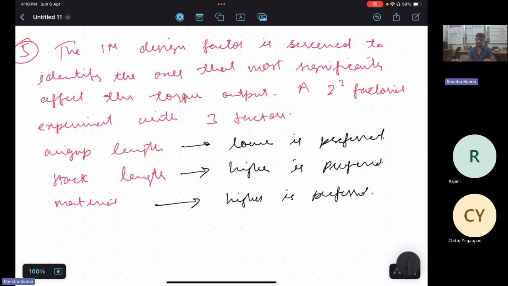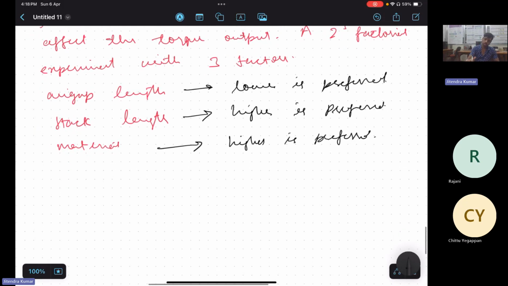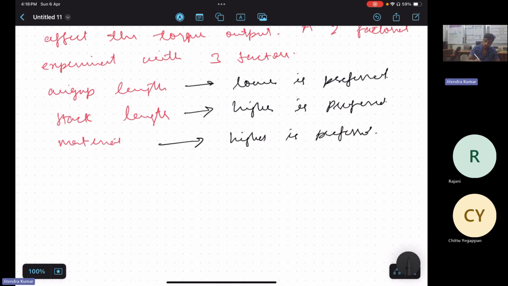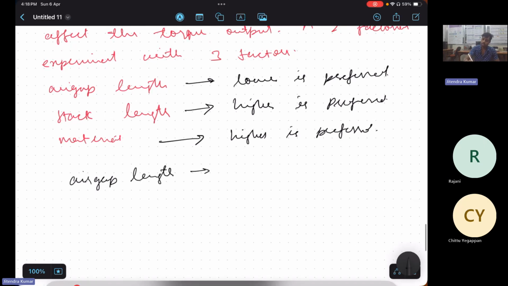The other way around is to do what? So corresponding to air gap length which has +1, we will take the average of all the +1 side, and we could take the average of all the -1 side, and we will calculate the average value of torque, right? In that fashion, it would be easier to evaluate.